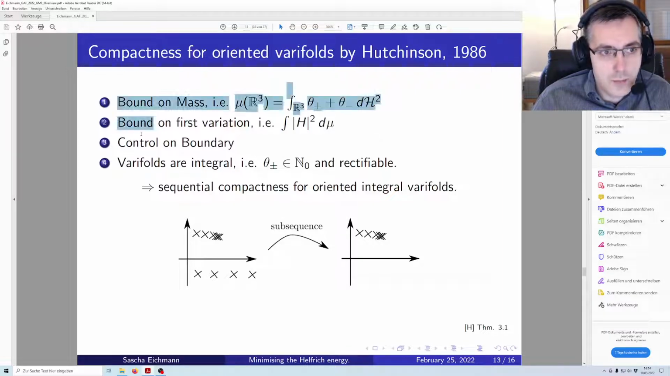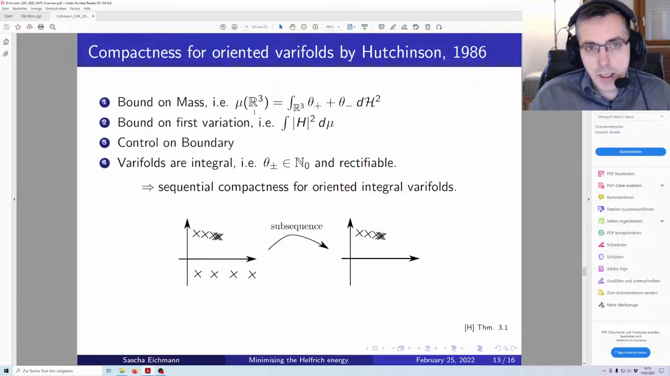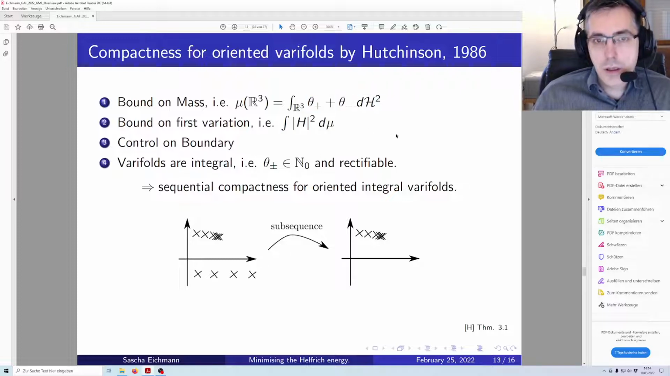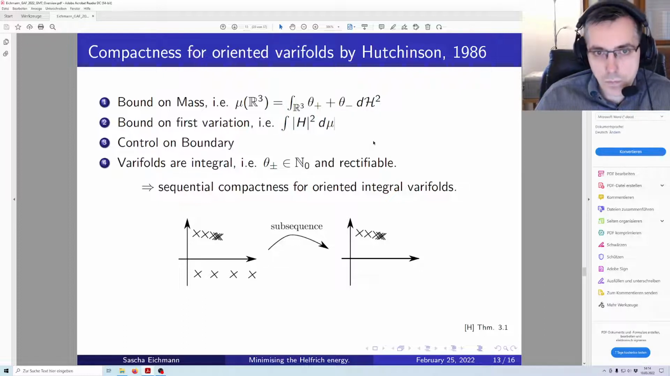So we have these four prerequisites. The first one is a bound on the mass. That means basically if you integrate over the densities, then this guy should be bounded, independent of the sequence parameter m. The next one is we need a control on the mean curvature. For example, this would be enough.